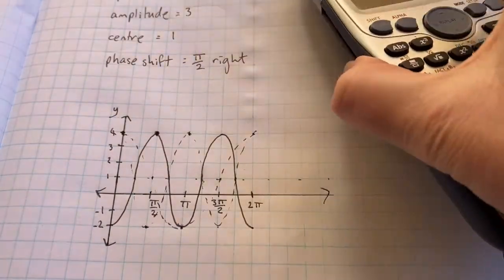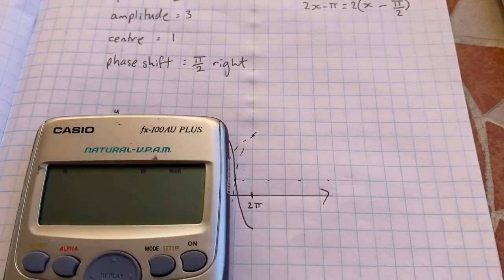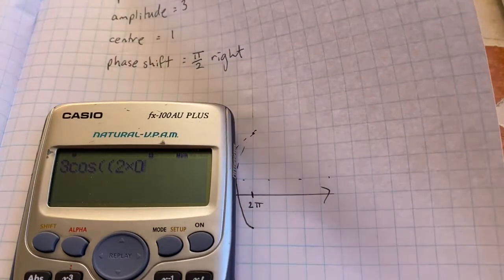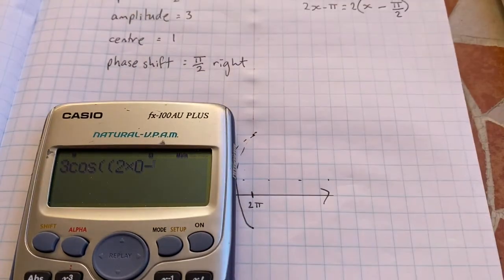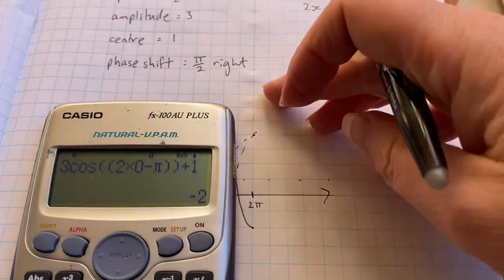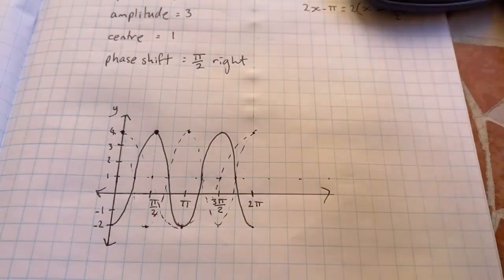It's always a good idea to check that y-intercept. So if I put 0 into the original function, it's 3 cos of 2 times 0 minus pi, plus 1. Oh, I got some extra brackets there. So my y-intercept is at -2. We could have even started with that if we wanted to. So that was a nice one for putting it all together.